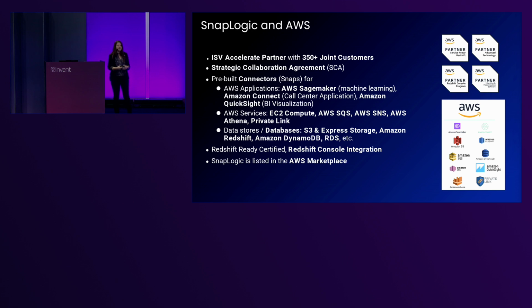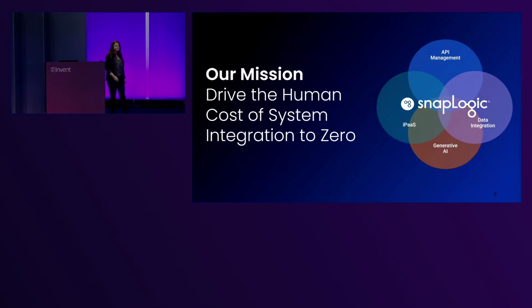And a little bit about who we are before I jump right in. SnapLogic is an AWS Accelerate partner. We have a strategic collaboration agreement. Essentially, our teams work very closely together. And our mission is to drive the human cost of system integration to zero. Now, what do I mean by that?